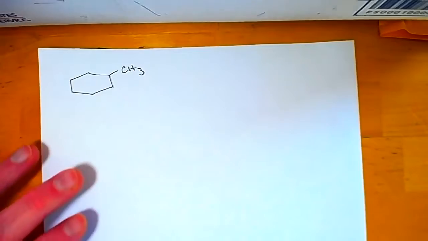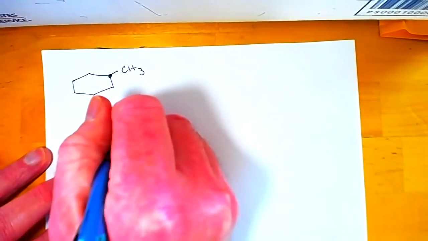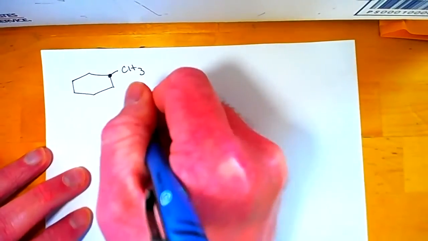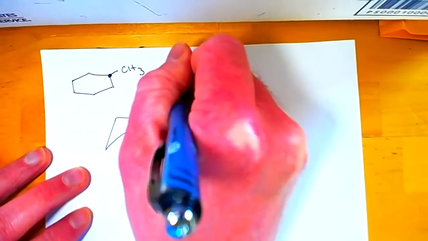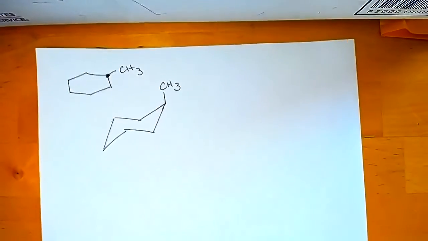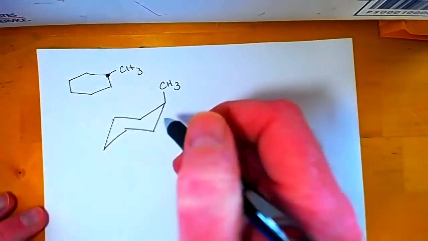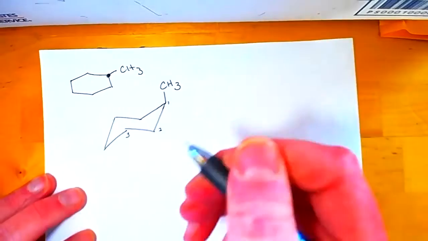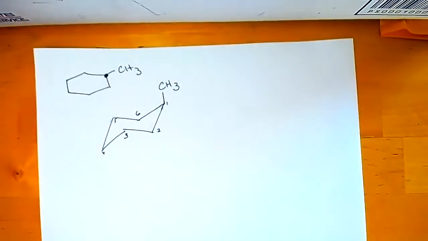All right, well, there are some ways that I could draw that methyl group right there. I'm going to start off by drawing it so that the methyl group here is oriented like so. So that's pointing up. Now, one of the things I want you to notice is if I count over 1, 2, 3, 4, 5, 6, like that.